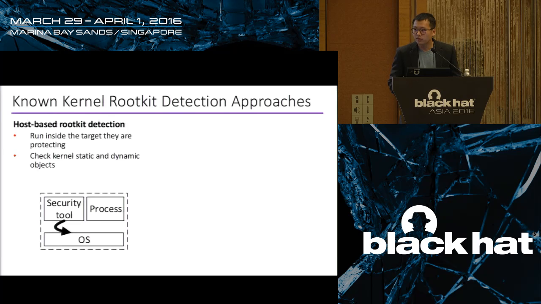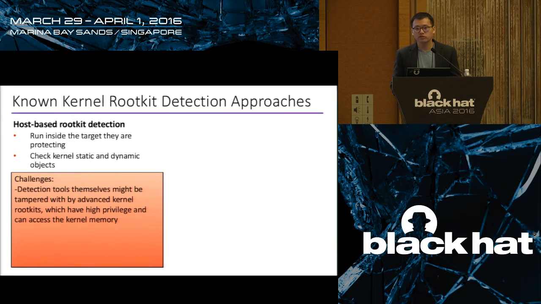Okay, so we got this problem. Now, people have come up with different solutions. The first solution is host-based rootkit detection. The high-level idea is that the detection tool itself runs within the operating system, and it periodically checks the kernel static and dynamic objects. But the challenge is that the detection tool runs with the same privilege as the guest OS, the operating system. So if a rootkit has higher privilege, it will tamper with the detection process.